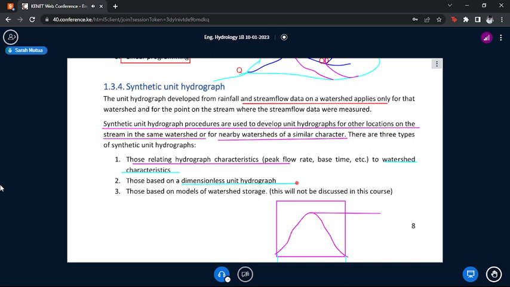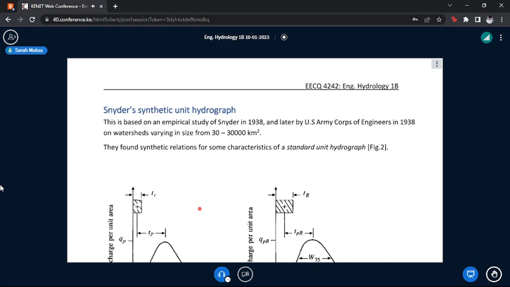And we have the third one, those based on models of watershed storage. So we already have the dimensionless unit hydrograph, and then those based on watershed storage, and we have not done those ones in this particular course. So we are only going to look at two types of synthetic hydrographs.